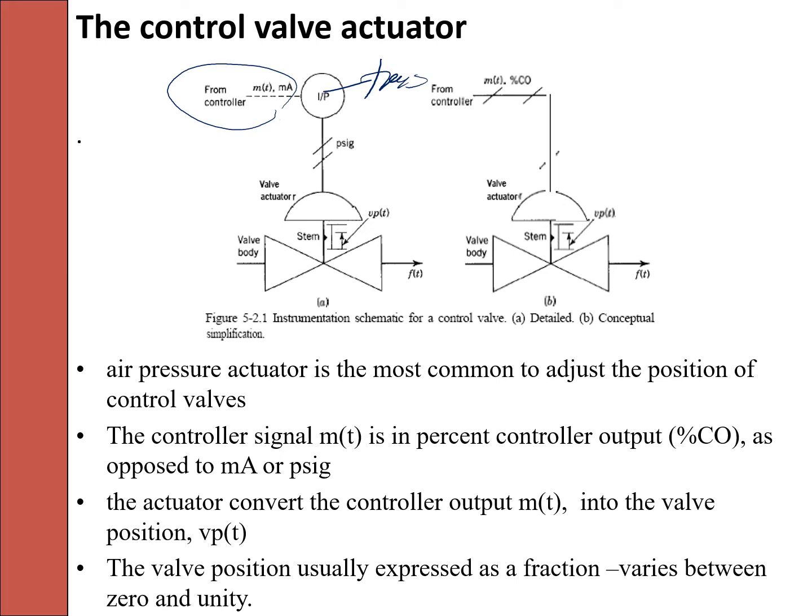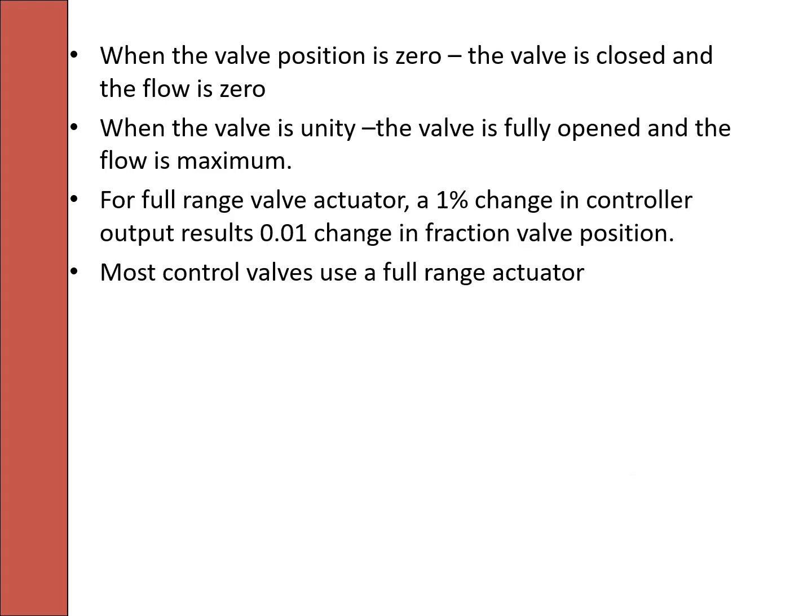The valve position can read the pneumatic signal. The valve position, usually expressed as a fraction, varies between 0 and unity, so basically from 0 to 100% for the valve position. When the valve position is 0, the valve is closed and the flow is 0. That means there is no flow passing through the valve. When the valve position is unity, the valve is fully open and the flow is maximum.